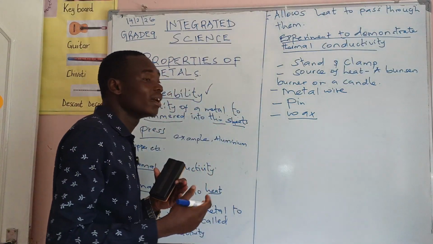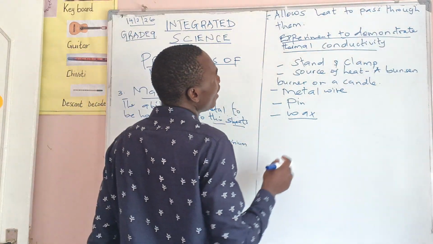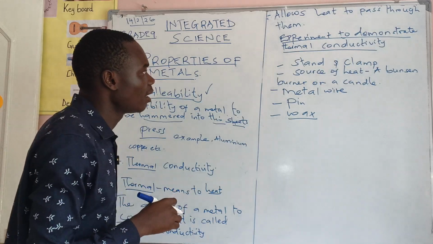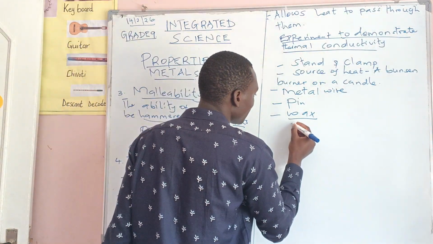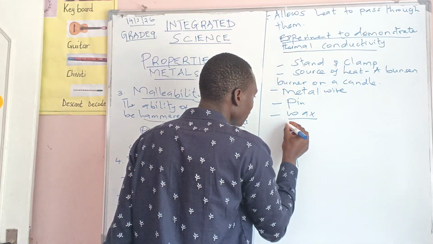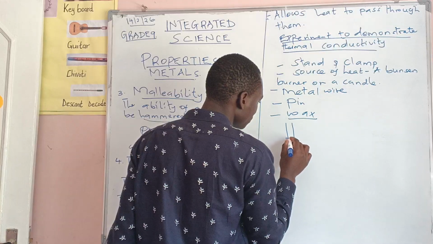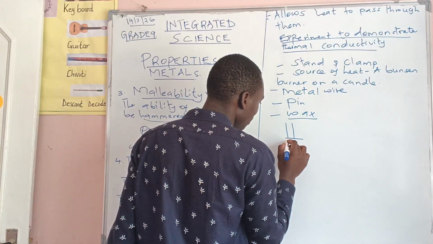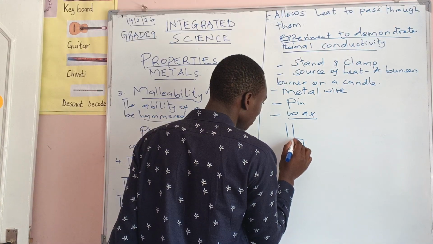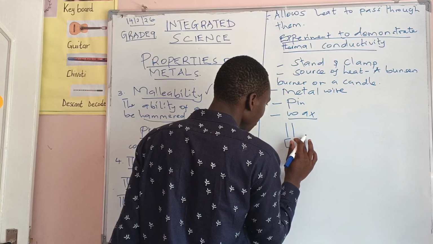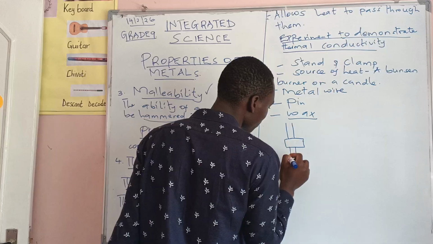Now it is the experiment of study. It is the specimen of the study. Now, experiment to demonstrate thermal conductivity. I have the following. I want to arrange them. Now, I'll arrange them in this manner. I'll have my stand. I began by saying I'm not good at drawing, so you'll forgive me about that. But this is the true representation, the diagram of what the experiment needs.